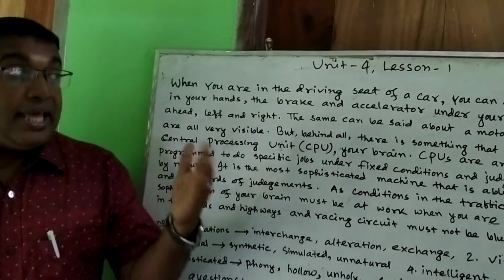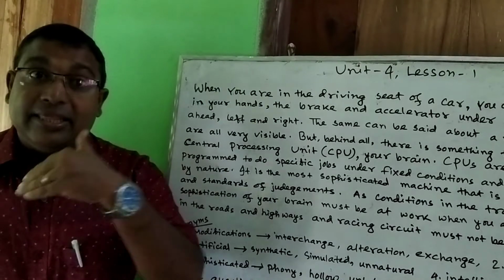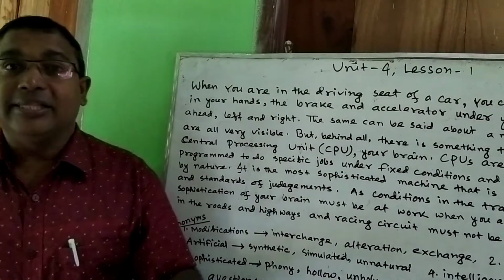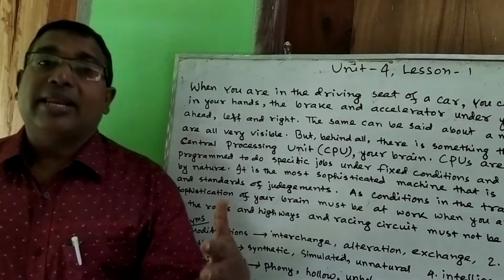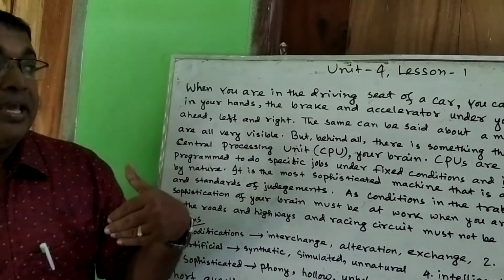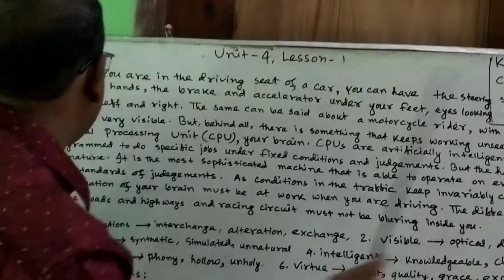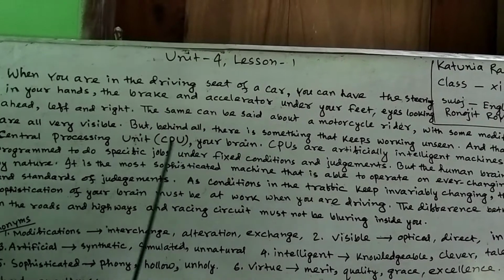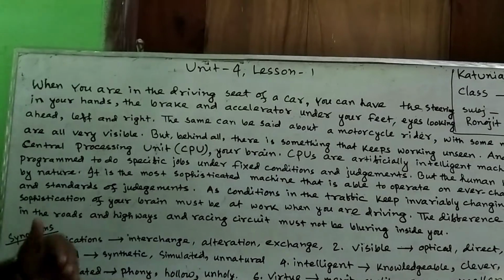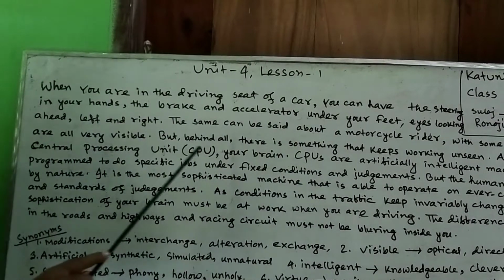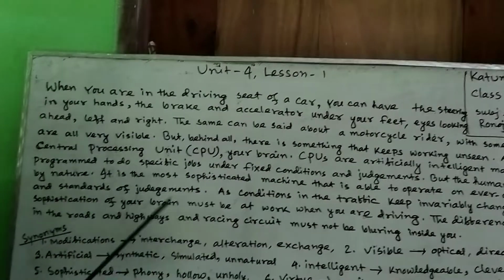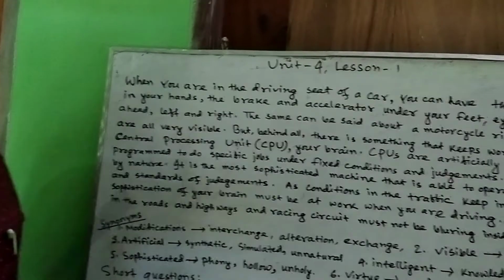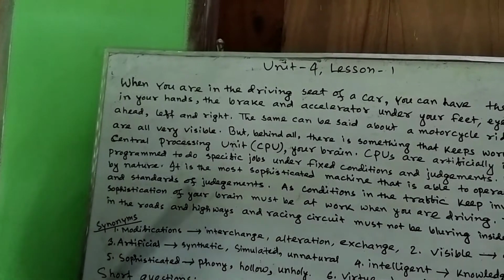There is another important thing that is required to drive any type of vehicle, and that particular element works invisibly, and that is the central processing unit. CPU is the language of computers, but in the case of the human body, this CPU is your brain, that is, the brain of a driver.